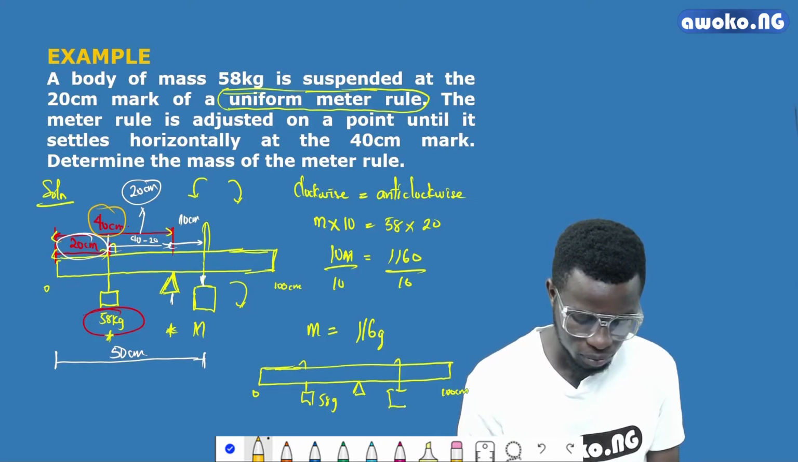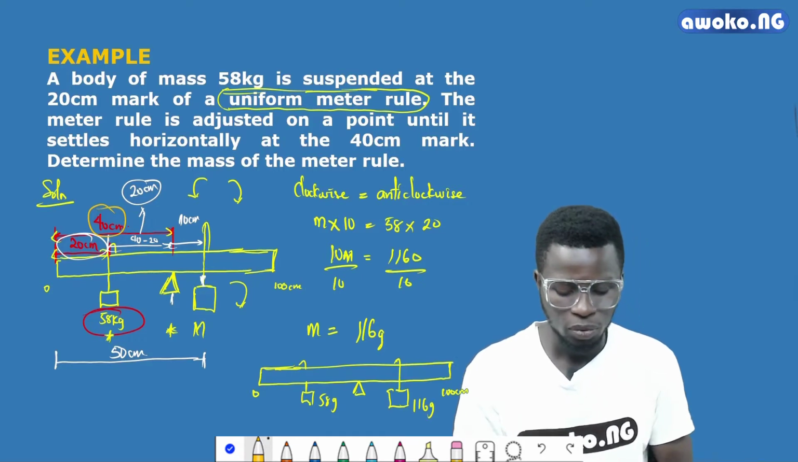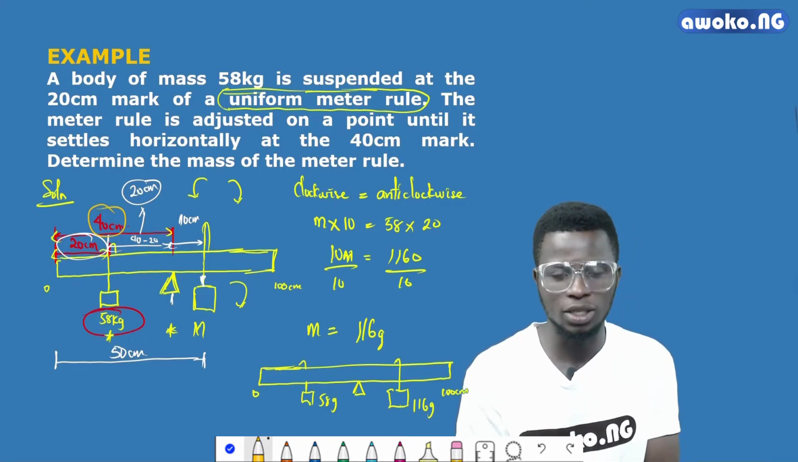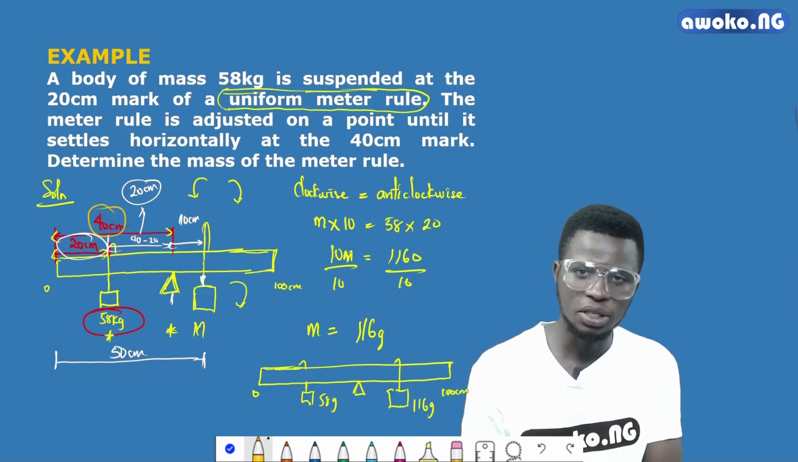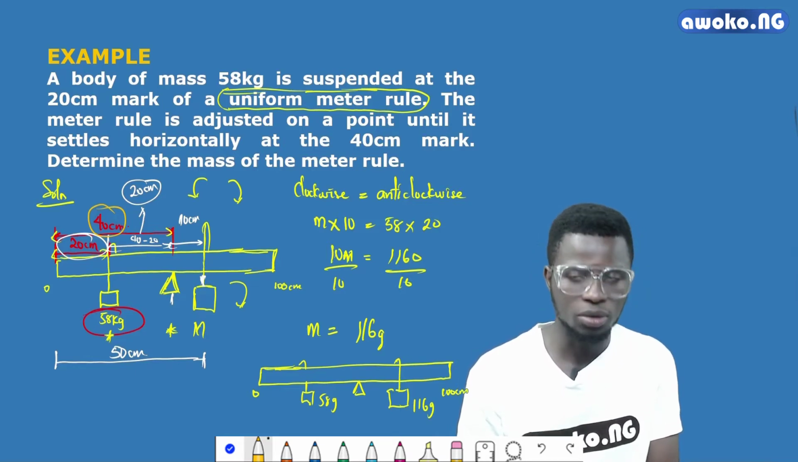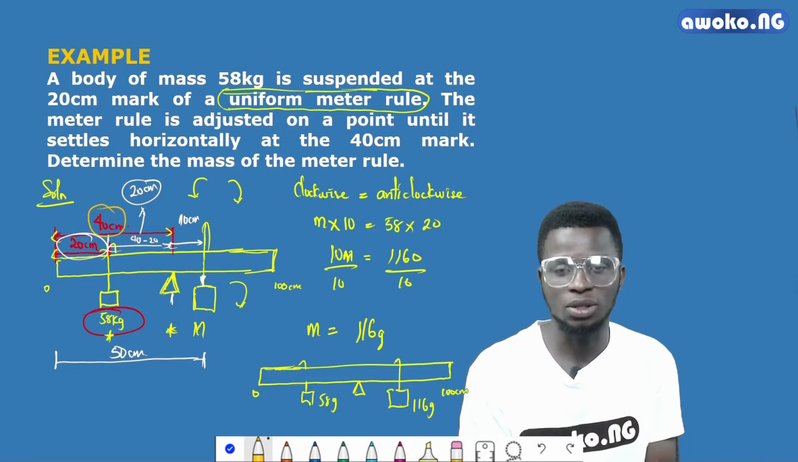A mass of 116 gram has to be attached to the other end of the meter rule so that this meter rule can balance, or so that it can attain the state of equilibrium.